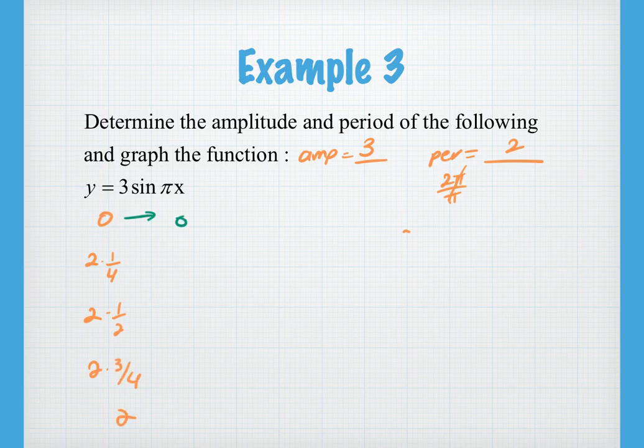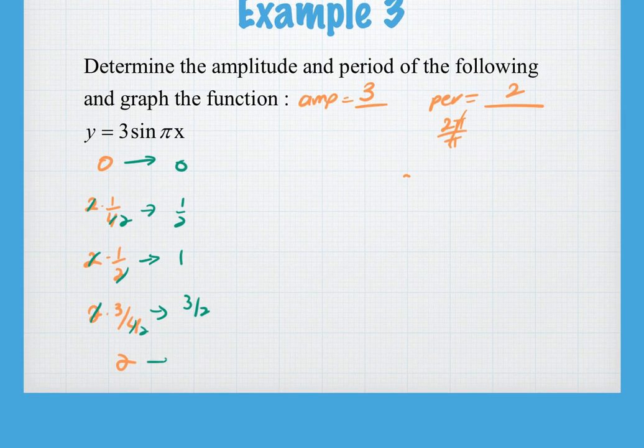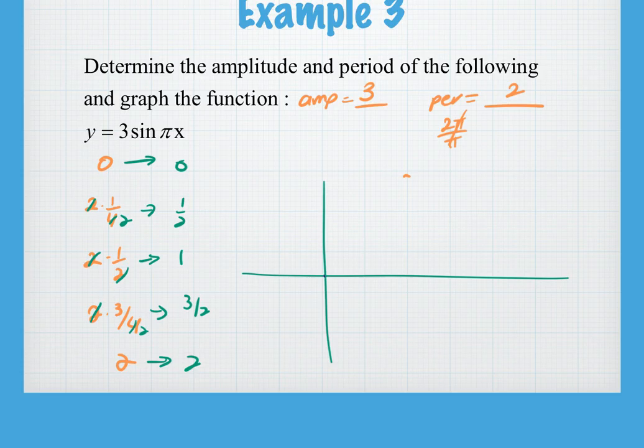So this stays 0. This would be 1/2. This would be 1. 3 halves or 1.5, and the last one stays 2. So 0, 1/2, 1, 3 halves, 2, amplitude this time, 3. So it starts at 0, goes up to 3, down, down, up.